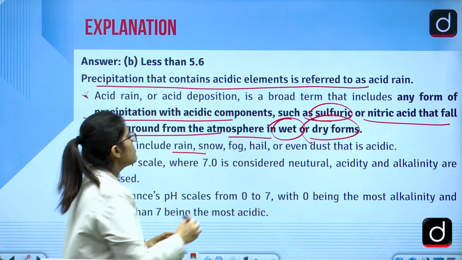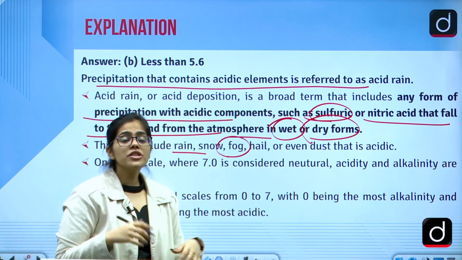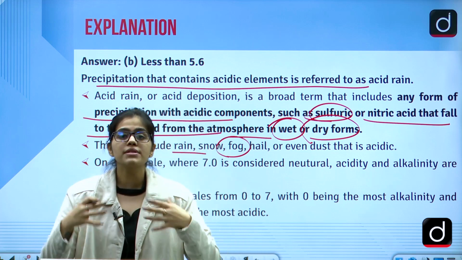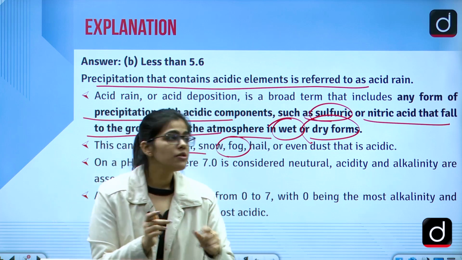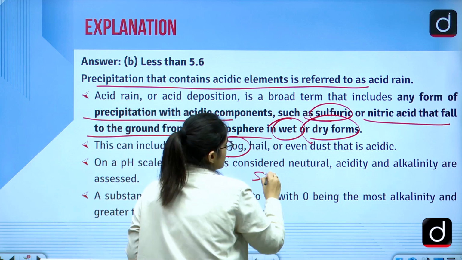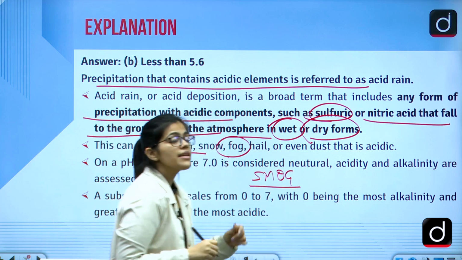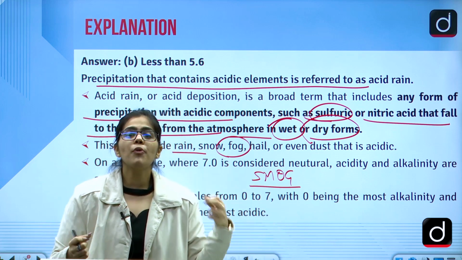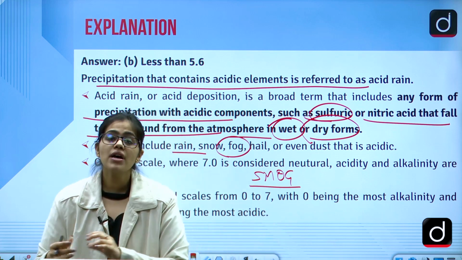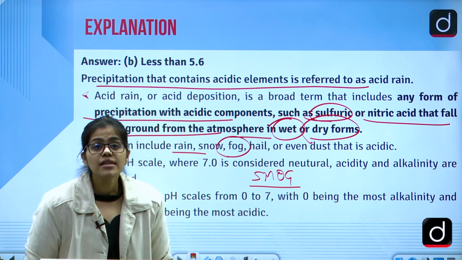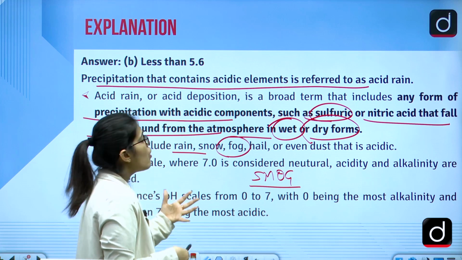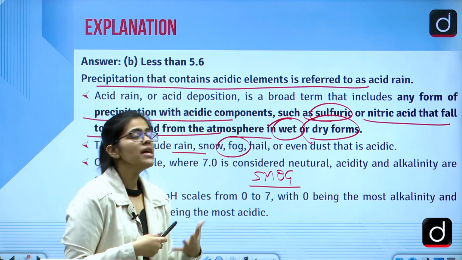So there was also one PYQ that was asked, in which season you will find more amount of smog present. So what is smog? The word smog is a compound that is formed when there is pollution plus fog. So pollution plus fog will make smog, and this is very prevalent in your winter time because of fog. Right? So this is how all of these acid substances can be created.